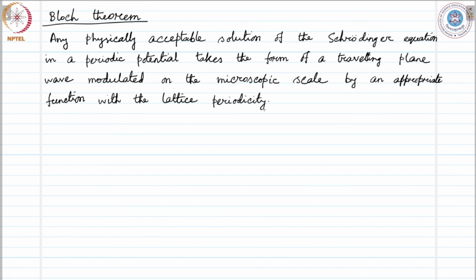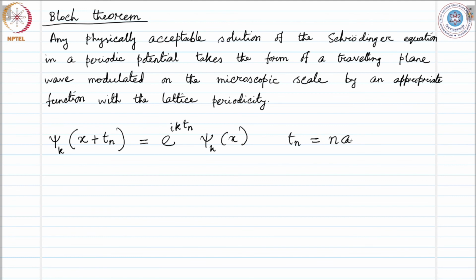We can also state it in an alternative form. We can write that psi k with the argument x plus T n equals e power i k T n times psi k x, where T n is n times the lattice constant, that is, any translation in the direct lattice. So, the Bloch theorem guarantees the itinerant form of a wave function.